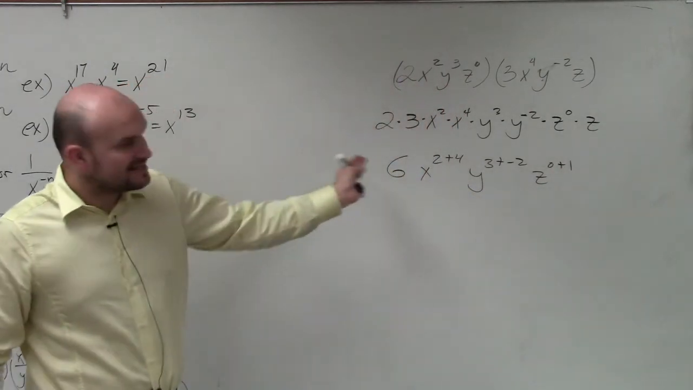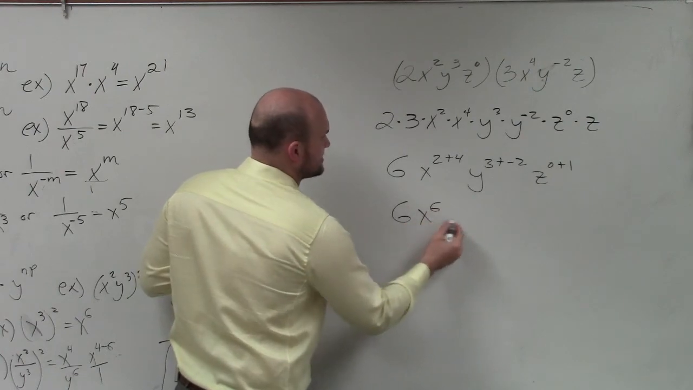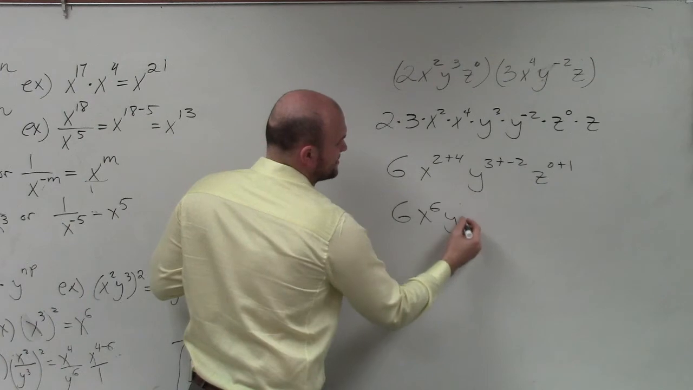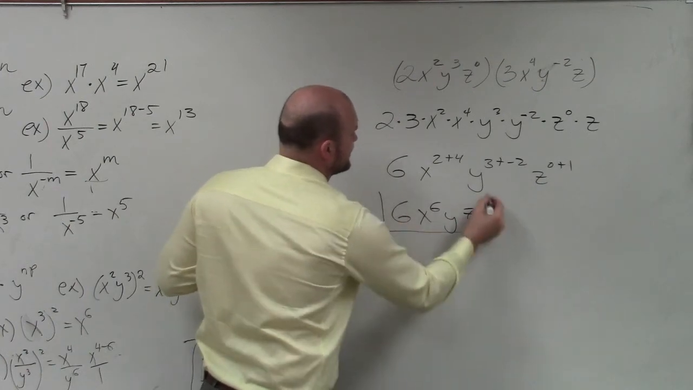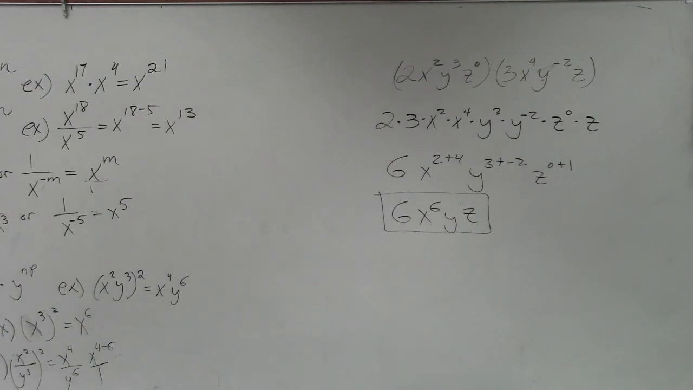And therefore, as I now just add the powers, I have 6x to the 6th, y to the first power, which is just y, and times z to the first power. And that is your simplified answer. OK?